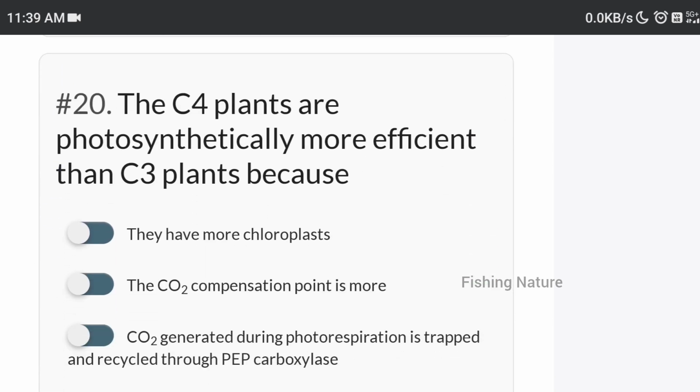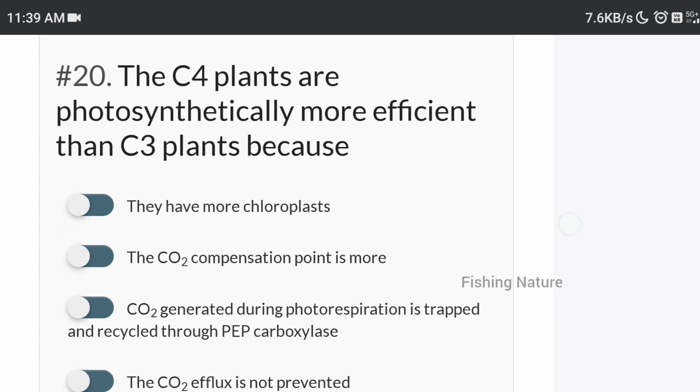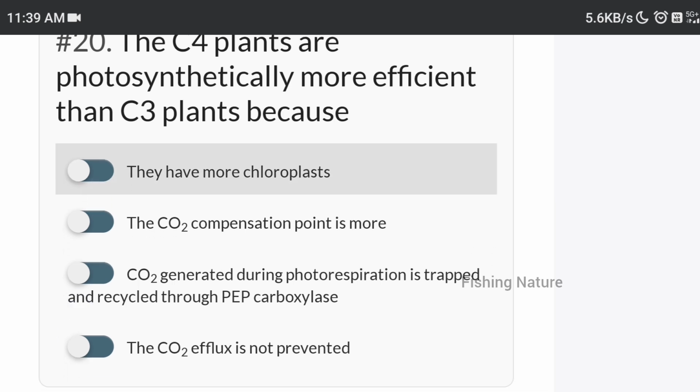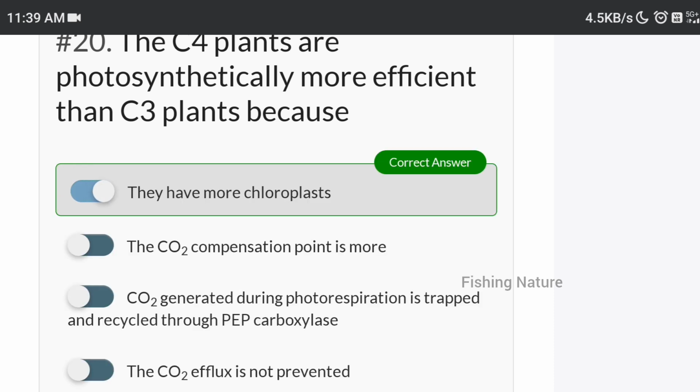Next, C4 plants are photosynthetically more efficient than C3 plants because they have more chloroplasts, or the CO2 compensation point is more, or CO2 generated during photorespiration is trapped and recycled, or CO2 effluence is not prevented. Which is the correct statement? They have more chloroplasts.